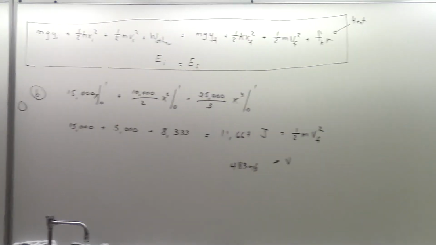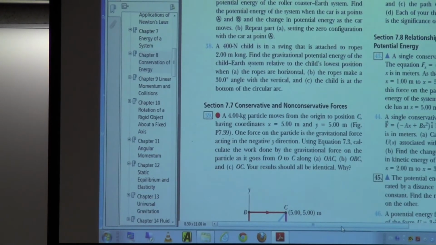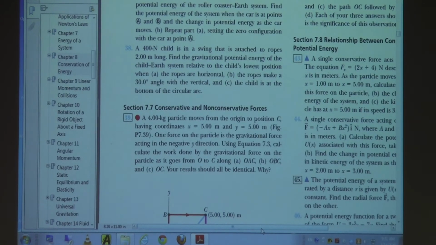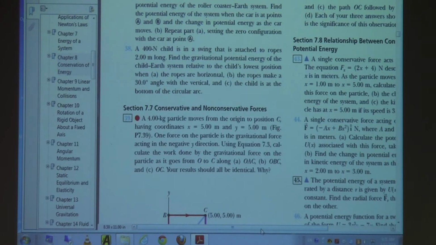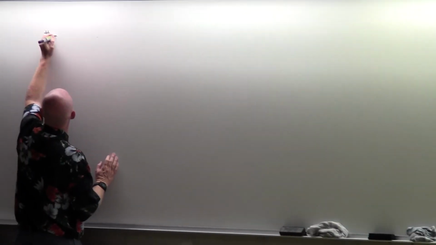Here we have a 400 Newton child in a swing that is attached to ropes that are 2 meters long. Find the gravitational potential energy of this child and Earth system, relative to the child's lowest position, when A, the rope is horizontal, B, the rope makes an angle of 30 degrees from the vertical, and C, when the child is at the bottom of the circular arc. Okay, so maybe I'll begin by trying to understand the physical picture a little bit better.